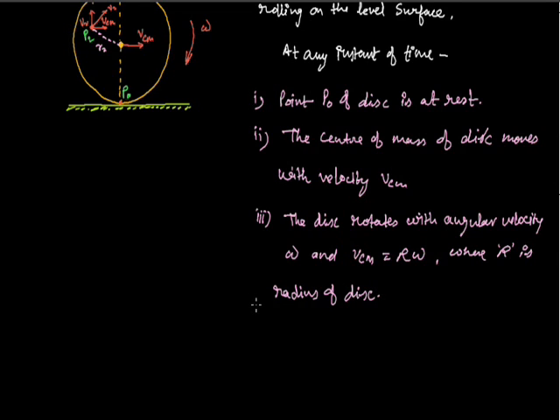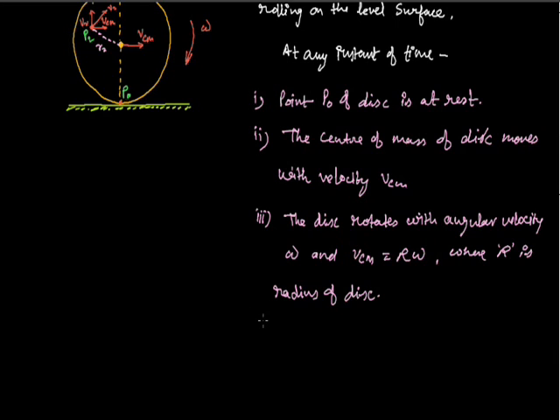The motion of the center of mass of the disc is translatory motion. It will go along a straight line all the time as the disc is rotating, and its direction of motion is parallel to the level surface, whereas the P naught point is at rest at any time instant in contact with the level surface.